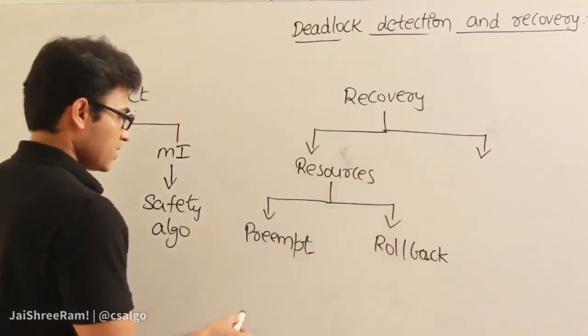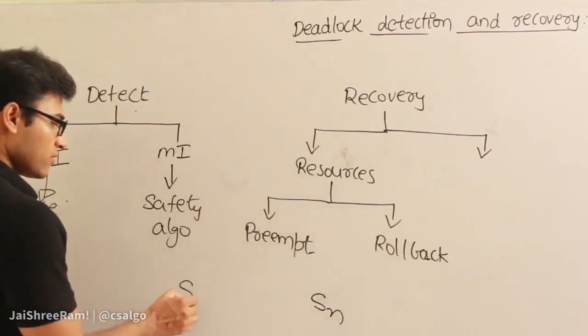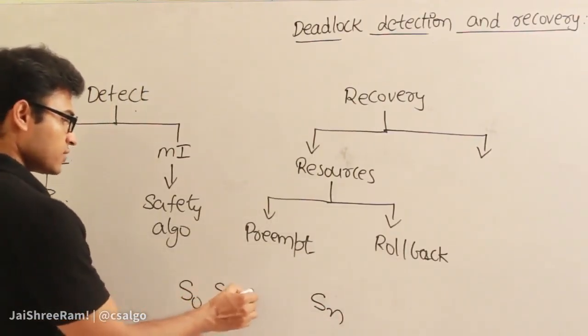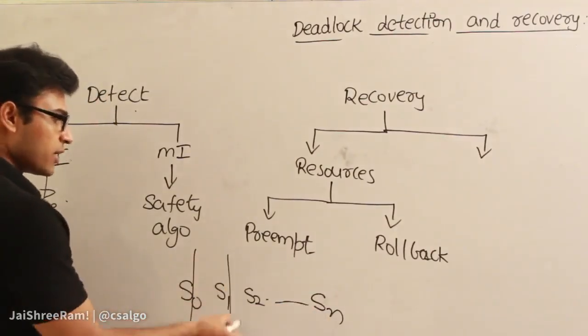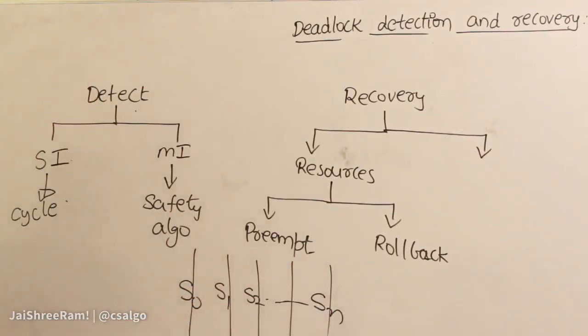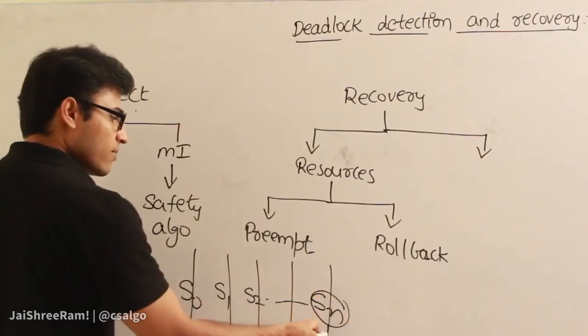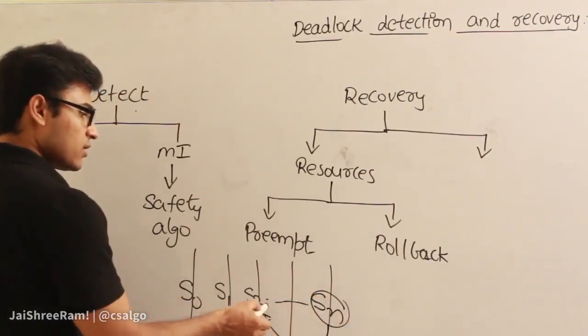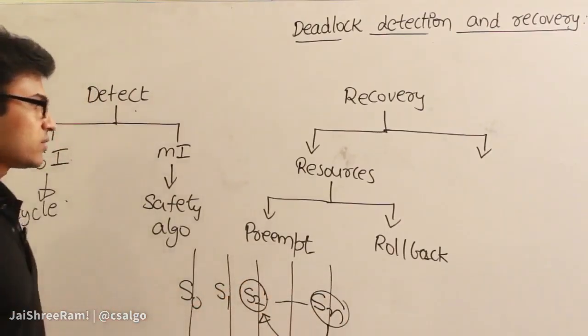Let us say you are in state Sn. How did you reach there? You might have started from state S0, and from there S1, from there S2, and so on. Every state is going to be recorded. Whenever there is a deadlock in some state, we roll back to some state where it was known to be safe, and that is called rolling back.